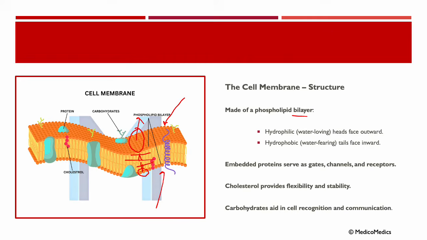Now this layer inwards is water-fearing or hydrophobic. Now this immediately creates a very strong barrier between what can go in and what can go out. So naturally then, we would assume that there are different pathways for things to move in and out of cells. So we have embedded proteins serving as gates or channels and receptors. As you can see them, for example, right here and here.